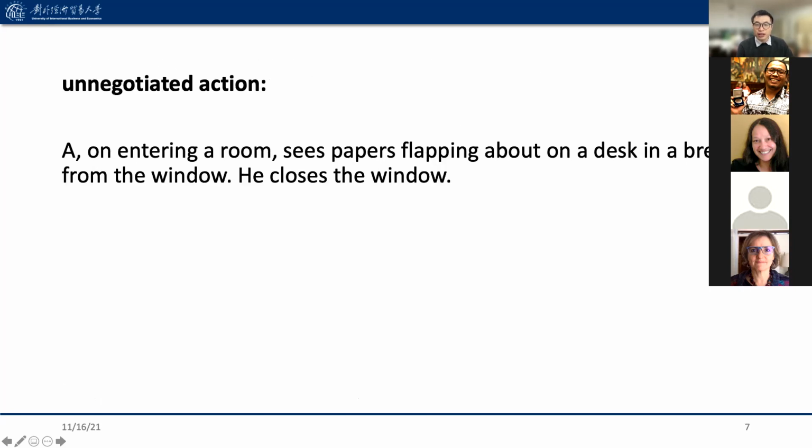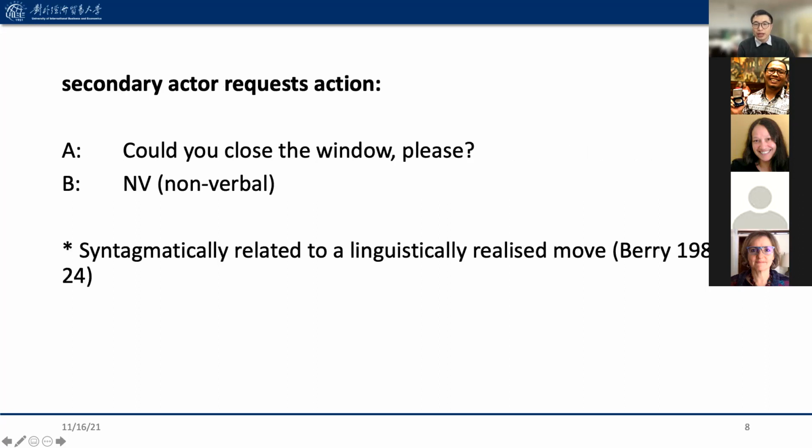Now, if we take a look at an unnegotiated action, which means the person directly performs the action. For example, someone might enter the room and see the papers flapping about on the desk, and that person closes the window. Or we can negotiate that action. For example, the secondary actor can request the action. So, could you close the window, please? And then B goes on and closes the window. So here we're saying that the non-verbal realization of the action is part of the exchange because it's syntagmatically related to the linguistically realized move. So the action of B is positioned in relation to A's utterance.